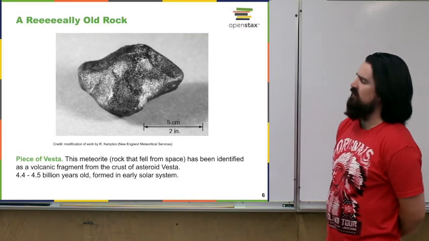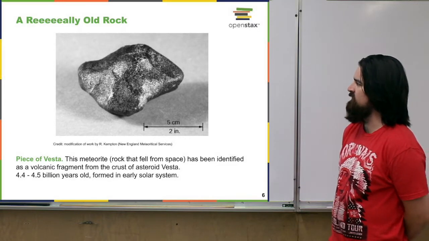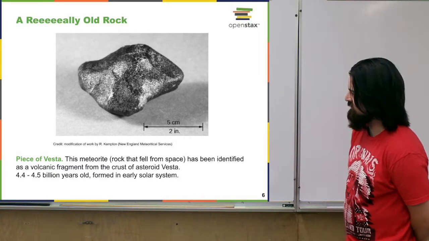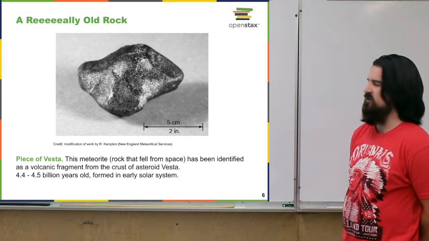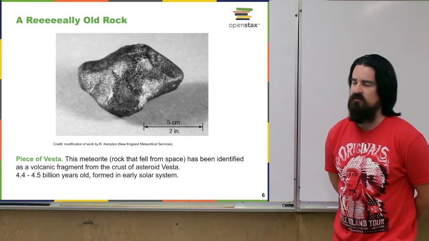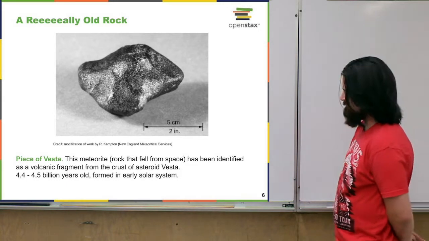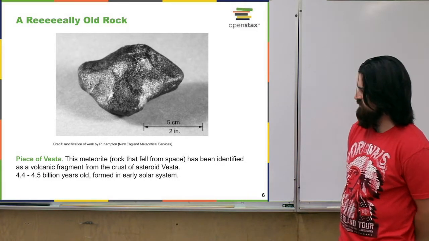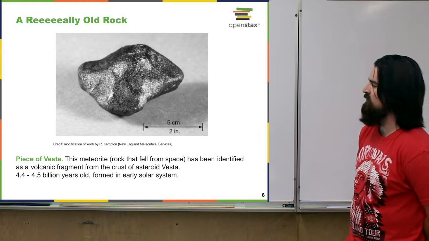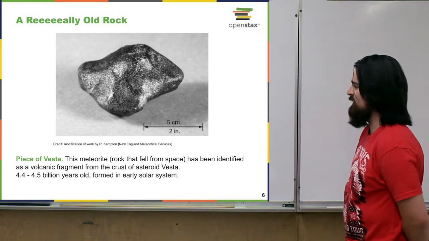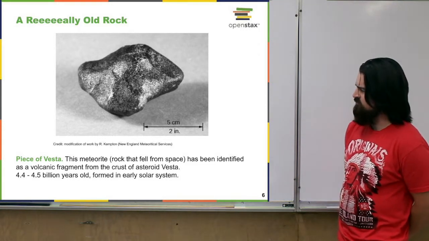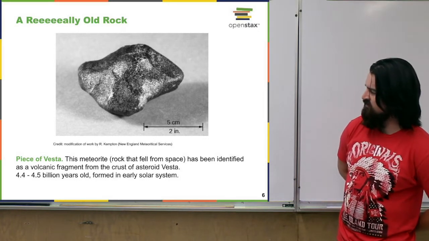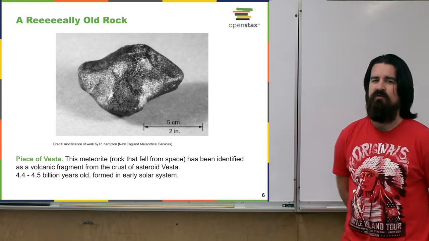This is jumping ahead a little bit, but what we see here is a piece of an asteroid that broke off of its asteroid parent at some point and eventually made its way to Earth. This is a really, really old rock, and we're pretty sure it's a piece of the asteroid Vesta, which is one of the largest asteroids. So it's a rock that fell from space. We call that a meteorite. By dating, probably radioactive dating of some kind, we determined that this rock is 4.4 to 4.5 billion years old.